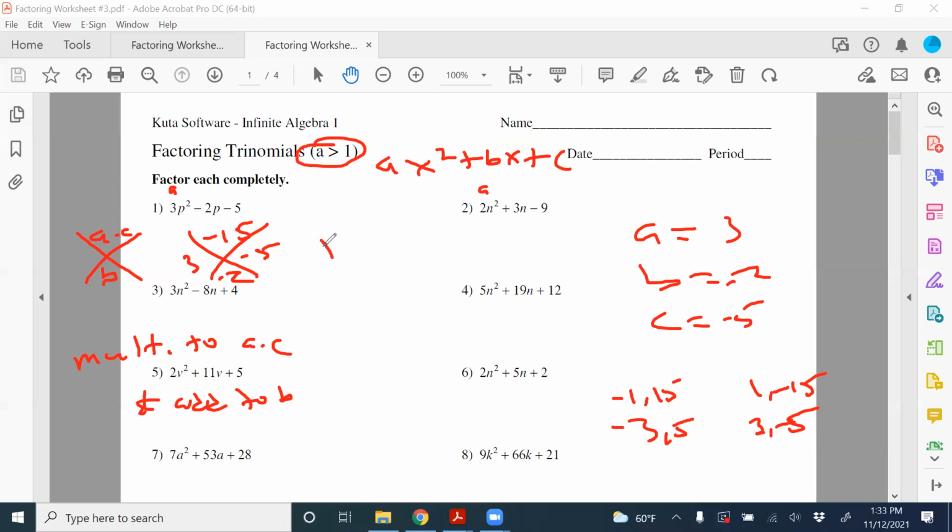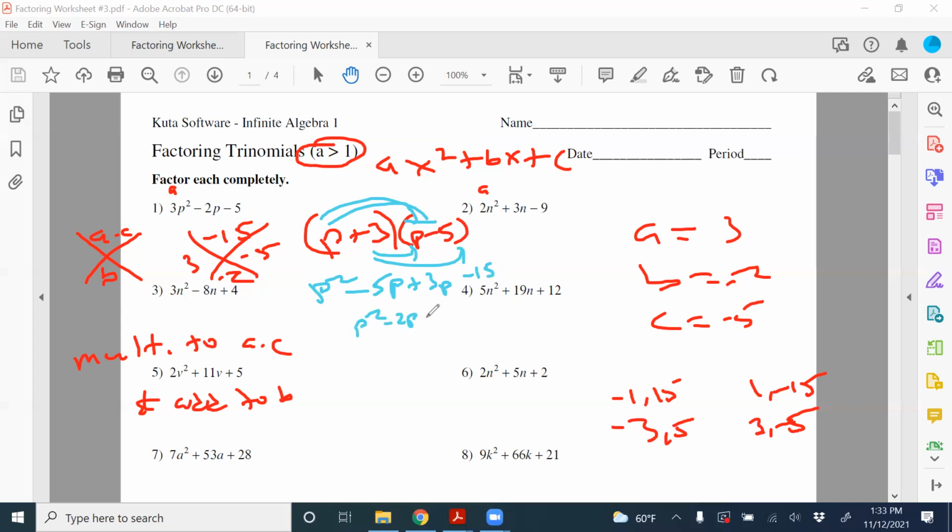Now, you can't say, oh, well, it's just p plus 3 times p minus 5. That's not true, because if I were to FOIL that, I get p squared minus 5p plus 3p minus 15. You don't want to confuse it with the situations when a equals 1, because it doesn't factor that easily. You have to do something a little more sophisticated. That's not the same thing as what we get in the original expression, so you don't want to do that.